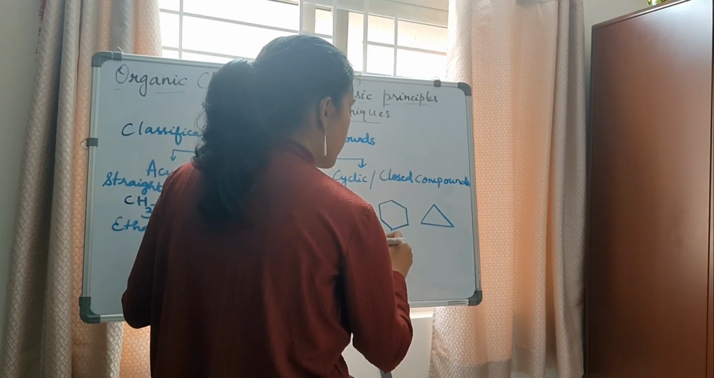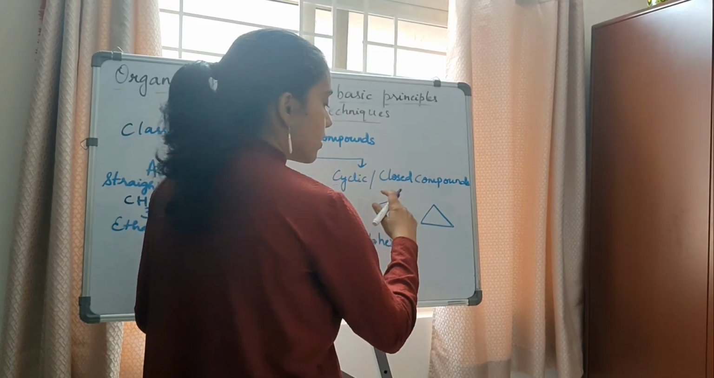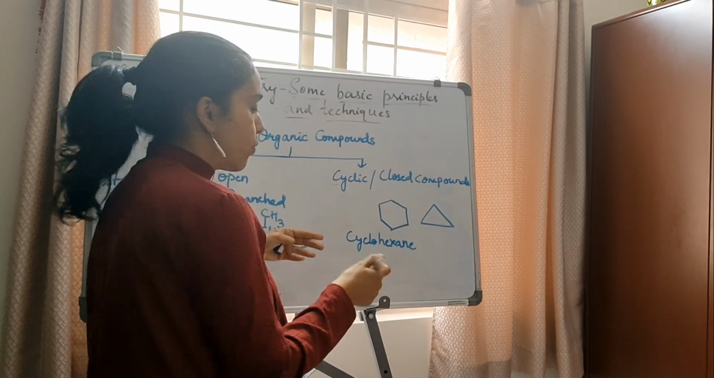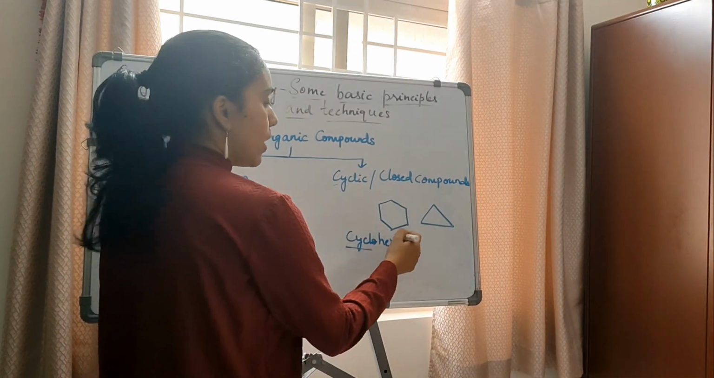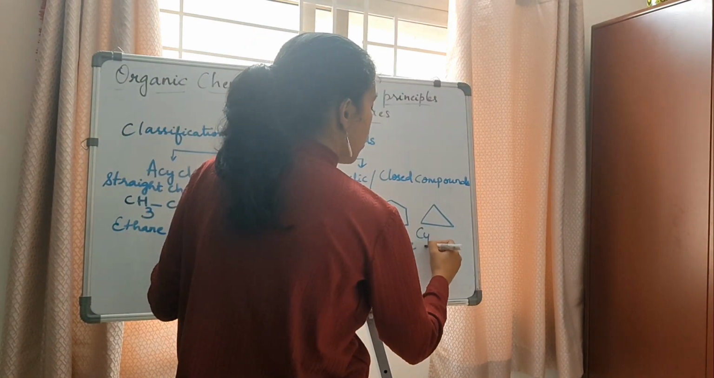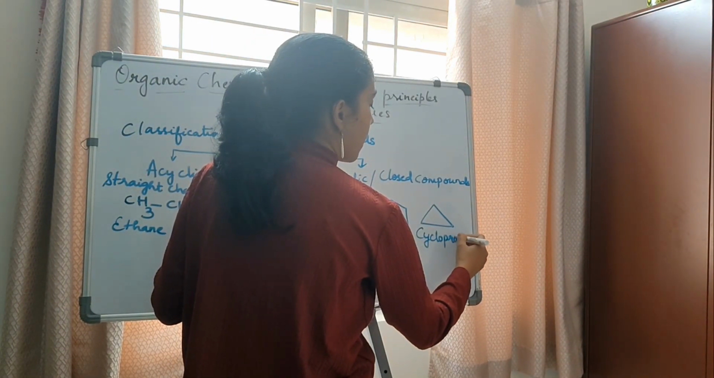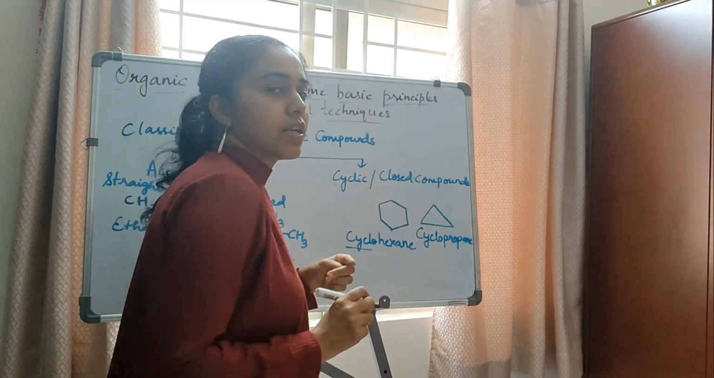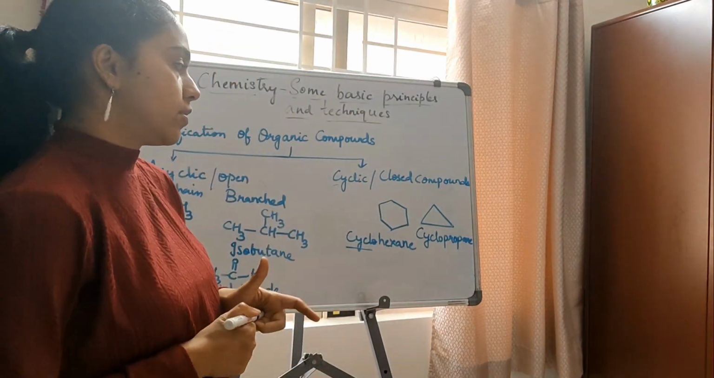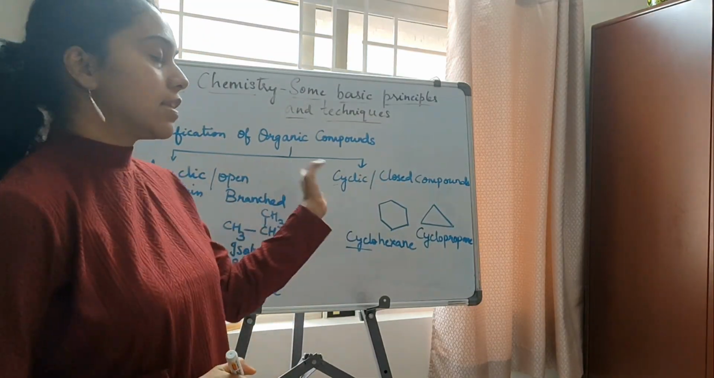The first example is cyclohexane. So it's a 6-sided figure and there's a ring, so we call it cyclo, which refers to ring, cyclohexane. And this is a 3 carbon compound and it's a ring, so we call it cyclopropane. If there are 3 carbons, you call it propane. So since there's a ring, we call it cyclopropane. Okay. So these were examples of acyclic and cyclic compounds.